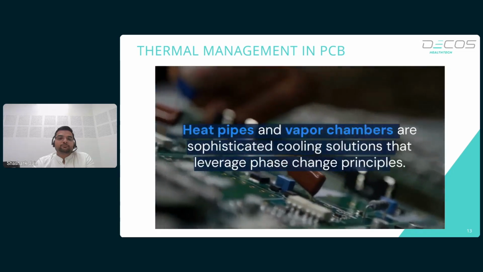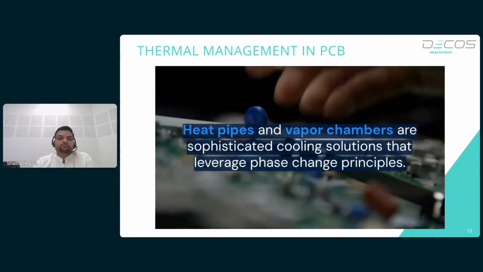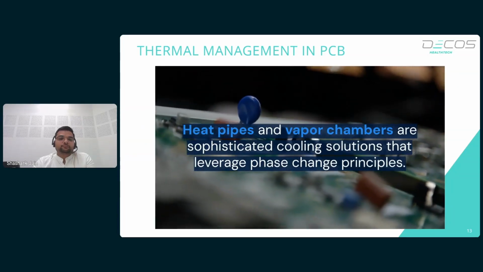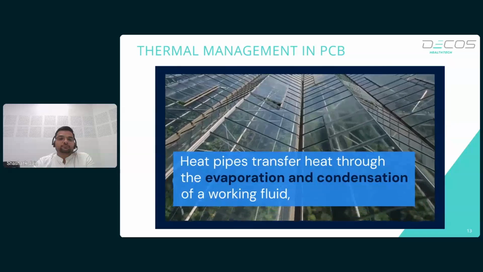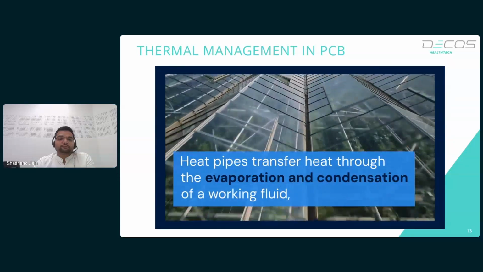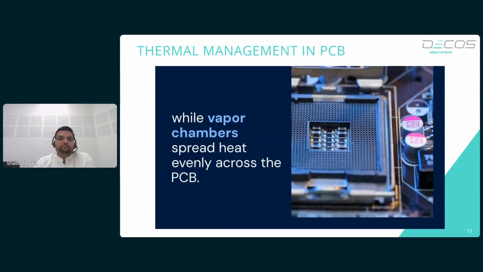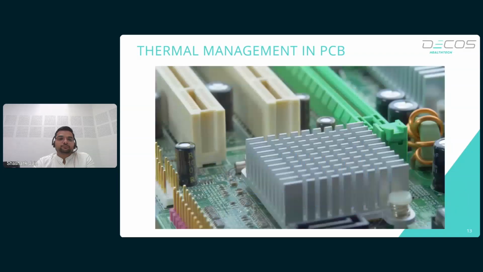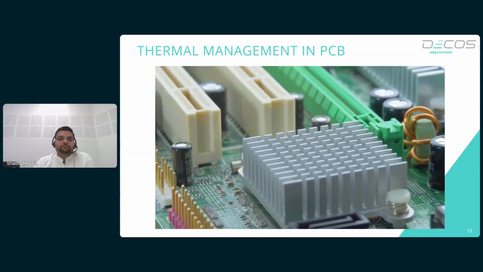Heat pipes and vapor chambers are sophisticated cooling solutions that leverage phase change principles. Heat pipes transfer heat through the evaporation and condensation of a working fluid, while vapor chambers spread heat evenly across the PCB. Both methods offer efficient thermal management.